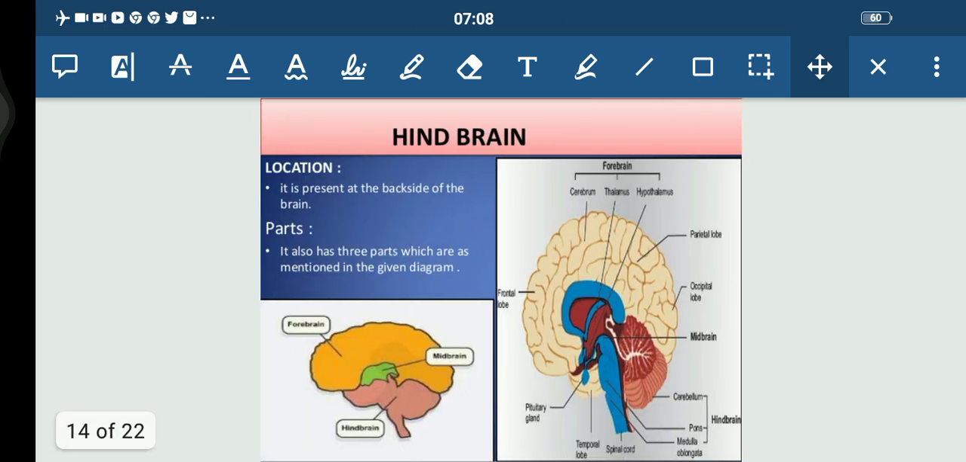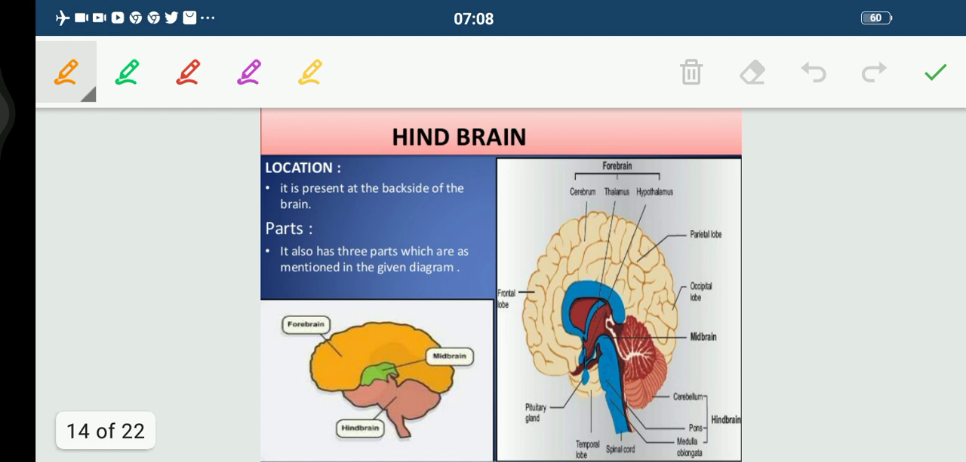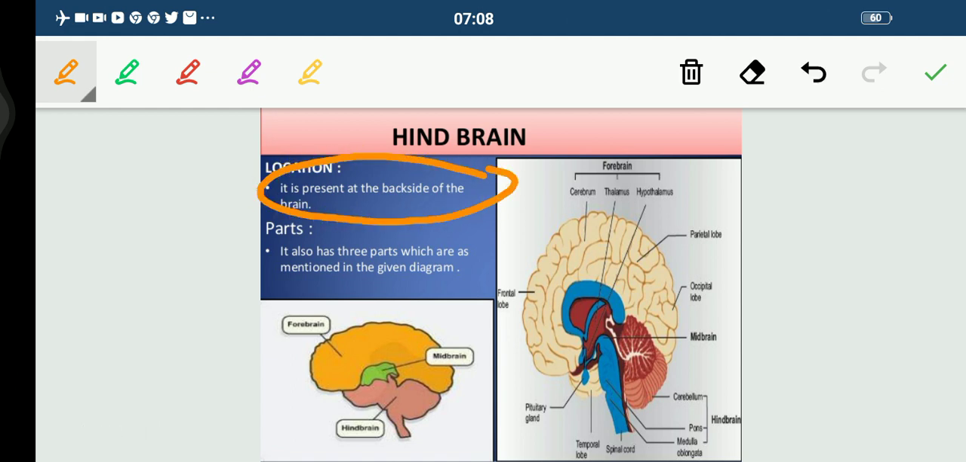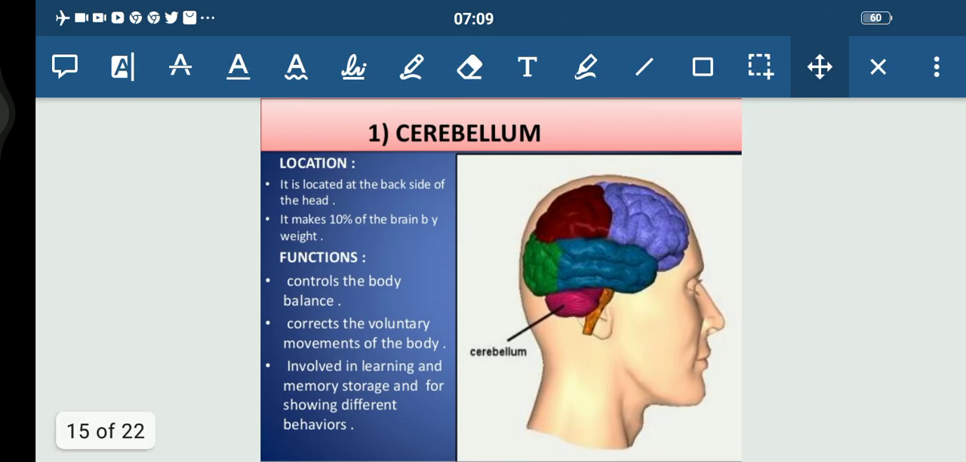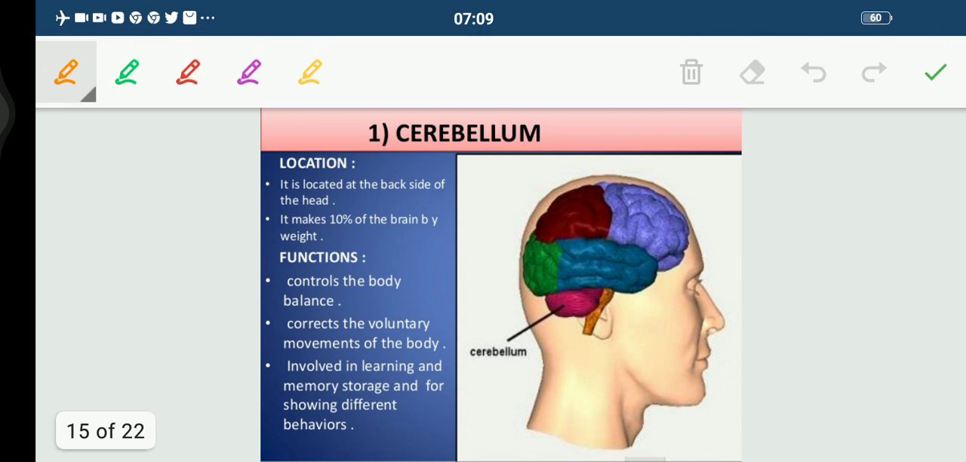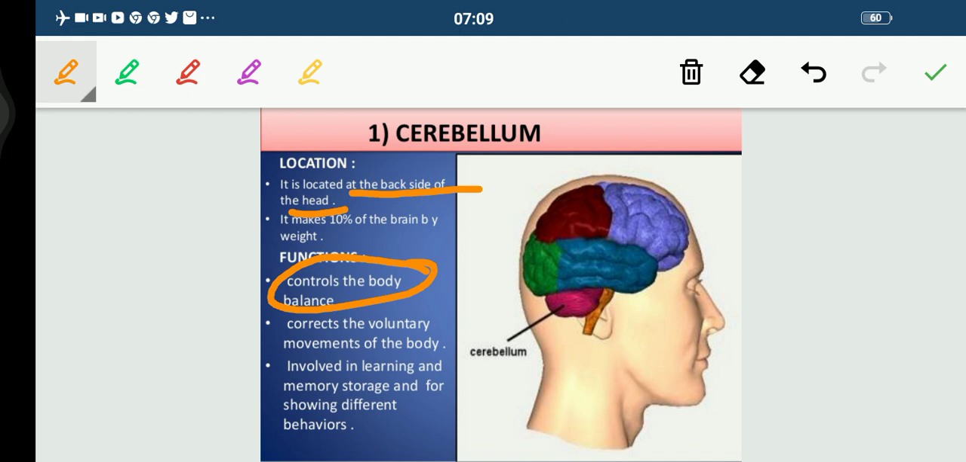Now, the hindbrain, the last part. Its location is at the back side of the brain. You can see clearly the different parts of the hindbrain. We have the cerebellum, pons, and medulla. Right, students? Talking about the cerebellum, it is located at the back side of the head and makes up 10% of the brain by weight. The main function performed by the cerebellum is to control body balance. It corrects the voluntary movements of the body, students, and is involved in learning, memory storage, and showing different behaviors.